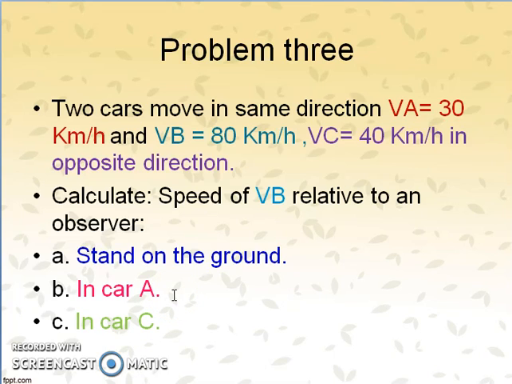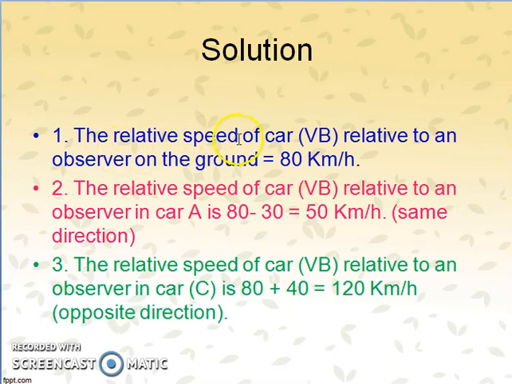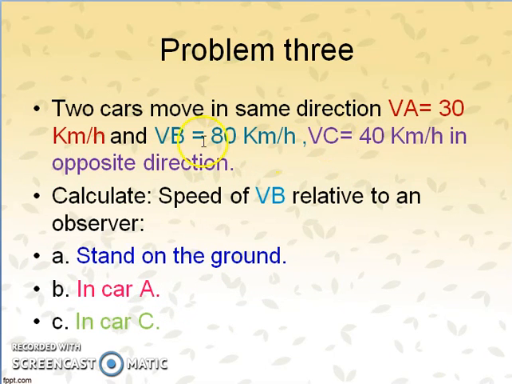We said that if the observer will stand on the ground, which means that he will be at a rest position, in this case, the speed of the car equals the relative speed. So in this case, guys, if we look at this solution, the relative speed of car VB relative to an observer on the ground will be 80 km. Why? Because we said that VB, the second car, has the actual speed of 80 km per hour. So according to the observer, it will be still 80 km per hour.